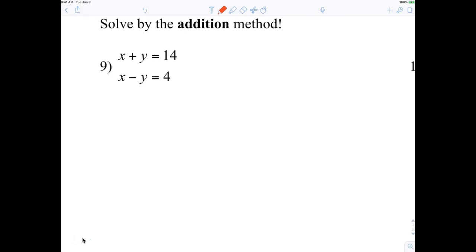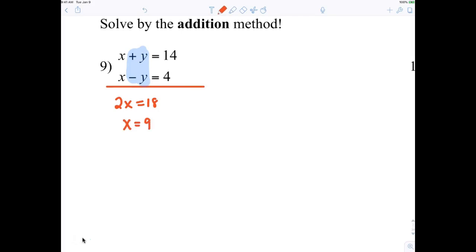So now, when I add these, please be careful. Some people last class, I just feel like you're not paying attention at all. So if you add, what do you get? Good. 2x equals 18. Come on, that's not that hard. The y's do what to each other? They cancel out. So x equals 9. Perfect. So now we know x equals 9.